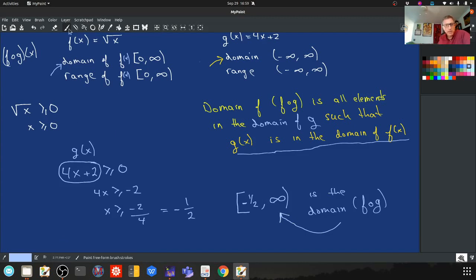So now I'm going to erase, because I want to keep this information up here. So if you need to scribble all this down, press pause, whatever you need to do. I'm going to make my erase area really big.